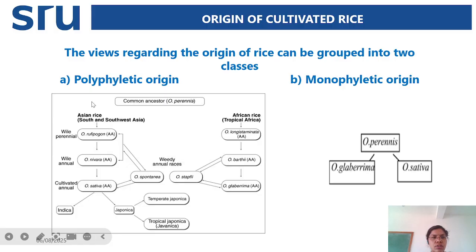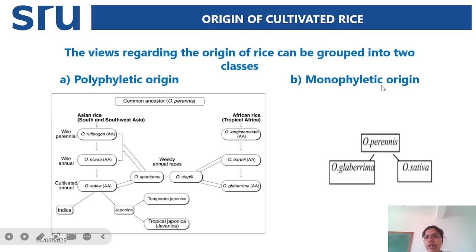Asian rice, so this is nothing but polyphyletic. Polyphyletic origin is nothing but from different species this cultivated rice was originated. So this is called as polyphyletic origin. Here you can see from different species we got the Asian rice, and here also from the different species we got the African rice. So this is called as polyphyletic origin.